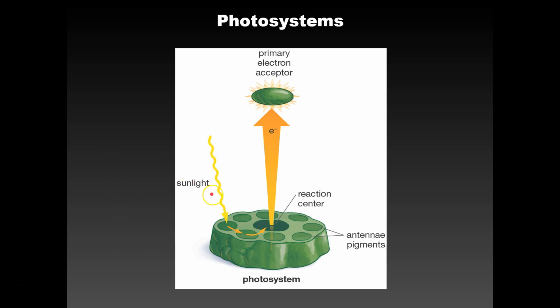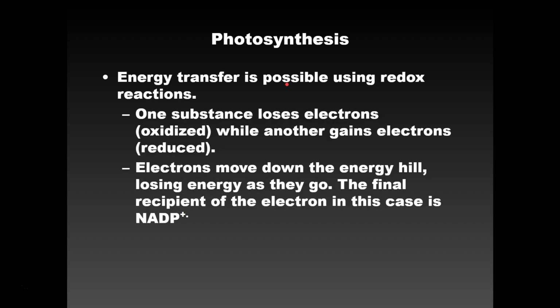So this is just a picture of a photosystem. You can see sunlight coming in here, hitting these antenna pigments, and then this chlorophyll molecule here at the center of this reaction center, its electron is going to jump up in energy. It's going to jump up in energy and get taken up by an electron acceptor.